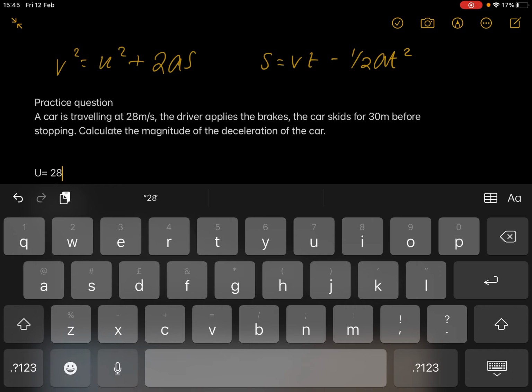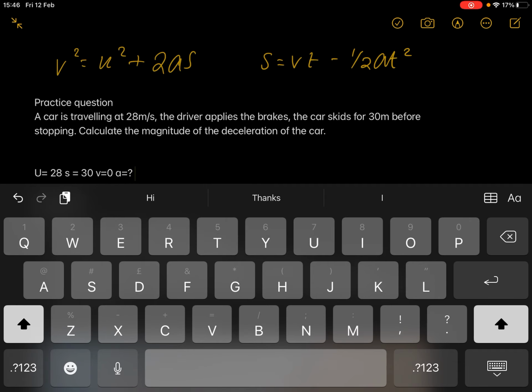U is 28 metres per second. S is 30. V is 0. A is what we're trying to work out. Which equation links them all? V squared is U squared plus 2AS.